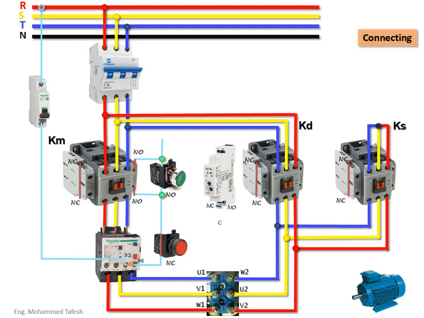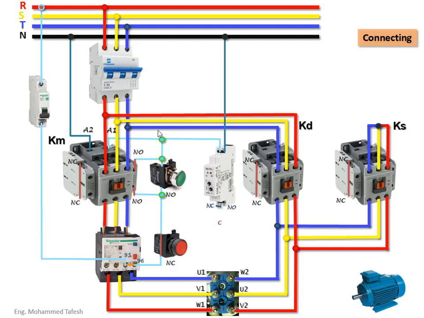Okay. After that, we complete the connection from the start button to A1 of the main contactor coil, then exit from A2 to the neutral line. We will take a point from here and complete it, then connect it to the timer. And we must connect the timer with a voltage of 220 volts between the phase and the neutral.